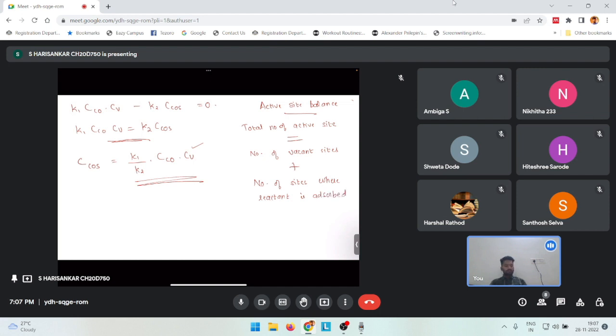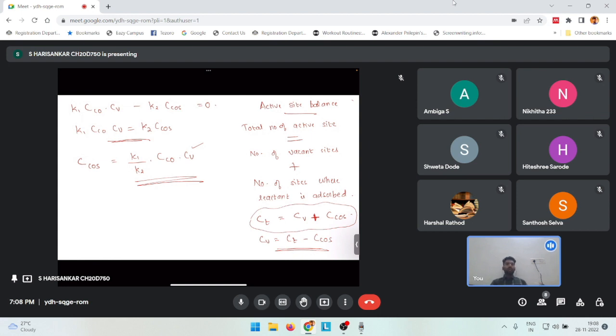This basically means Ct, which is the concentration of your total active sites, will be equal to the concentration of vacant sites Cv plus the concentration of sites where your reactant molecules are adsorbed, that is CCOS. So rearranging this, we get Cv is equal to Ct minus CCOS. So this is a site balance for this case.